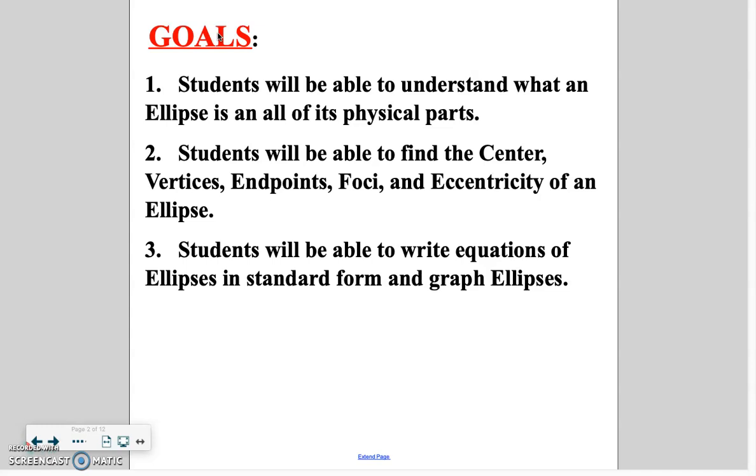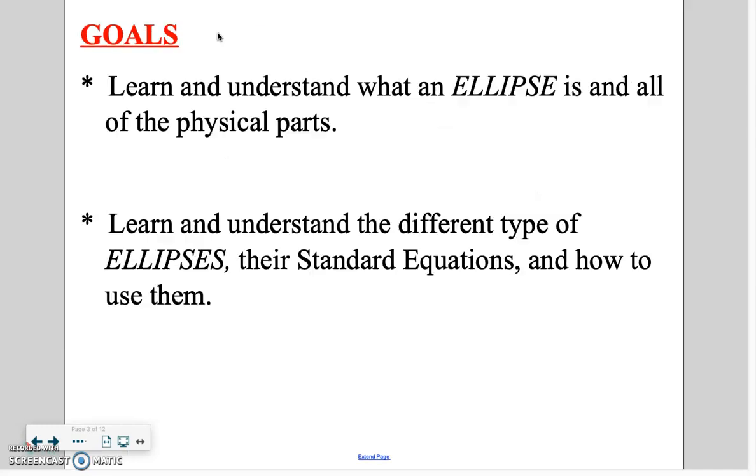All right, and then goal number 3, students will be able to write the equations of ellipses in standard form and graph ellipses. What that's really getting at, you probably know where this is going already, is that you're going to be given the wrong form of the equation. We can complete the square, manipulate it to where it looks right, and then we can identify, oh, there's h, there's k, there's, again, a and b, and we'll figure out c as we go.